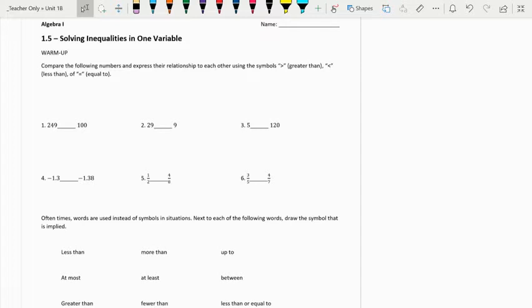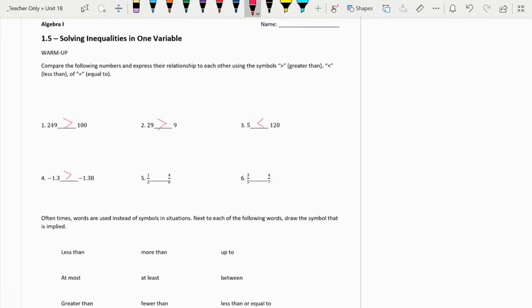All right, at this point, we should have had time to go through all of these. Obviously, number one, it is greater than, and the next is less than, right? And then the bottom is a little trickier, right? The ones that are bigger are the ones closer to zero. So negative 1.3 is closer to zero, so that is greater.